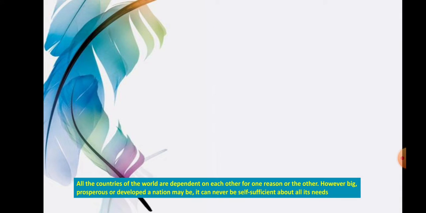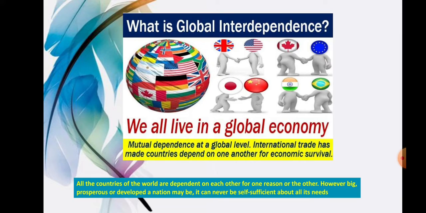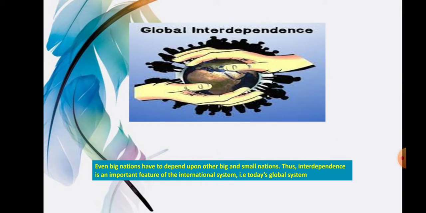All the countries of the world are dependent on each other for one reason or the other. However big, prosperous or developed a nation may be, it can never be self-sufficient about all its needs. So simply you can understand that every country is dependent on each other. Even big nations have to depend upon other big and small nations. Thus, interdependence is an important feature of the international system, that is today's global system.